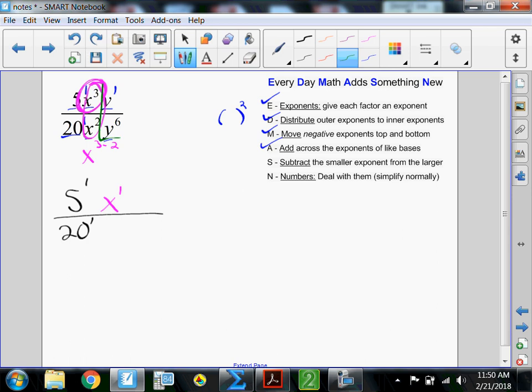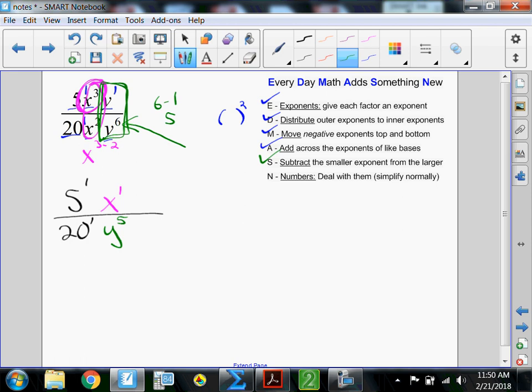The y's, 6 minus 1 is 5. Because there's y to the 6th on bottom, there are more factors of y on bottom. So my final answer has y to the 5th on bottom. You can talk to your teacher about the reason why that works if you'd like to see a different explanation for that working out. So subtract smaller exponent from the larger.